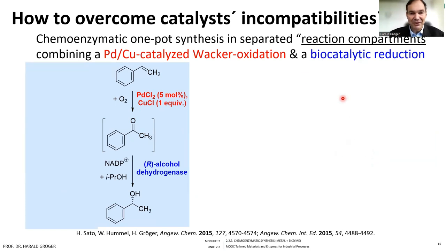Actually, the problem with this copper Wacker oxidation using palladium and a substantial amount of copper was that the first reaction, the conversion of styrene to the corresponding acetophenone, works very well. That's a literature-known process. But when we combine this with an alcohol dehydrogenase, the second step gives a very low conversion. So obviously, there's a component in the first step which strongly leads to a loss of activity of the enzyme. And it turned out that it's actually the copper.